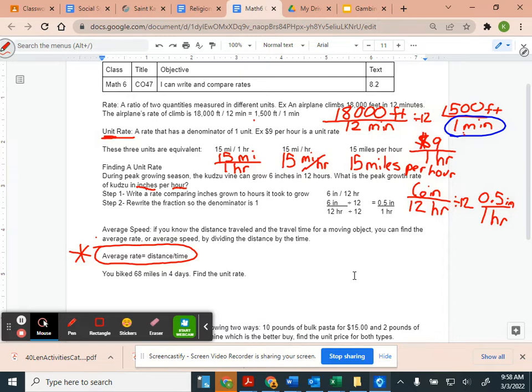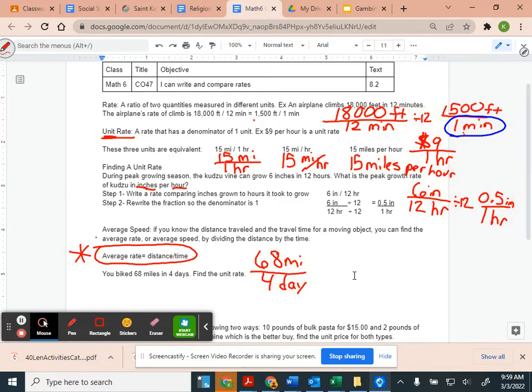Find the unit rate. How do I set it up? Anthony? 68 over 4. So now I don't want to forget my measurements. Because if I don't put the measurements on there, I might accidentally forget and divide 68 by 4, because I'm so used to dividing my numerator by my denominator, because we've been working that. So make sure you put your measurements on there so you don't forget. So 68 miles divided by 4 days.